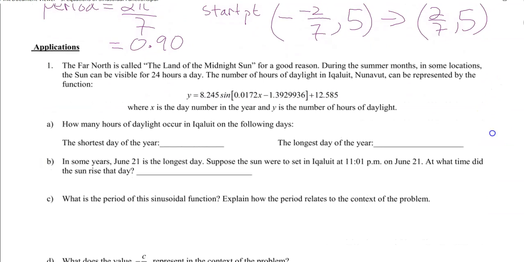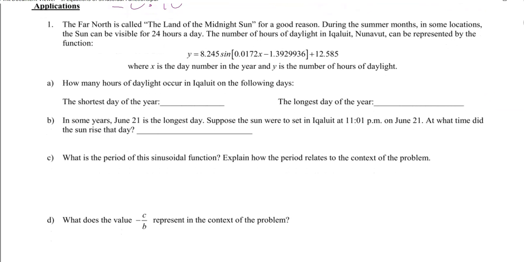All right, so how do we apply this? The far north. It's called the land of the midnight sun for good reason. During the summer months in some locations, the sun can be visible for 24 hours a day. The number of hours of daylight in Iqaluit, Nunavut, can be represented by the function y is equal to 8.245 sine of 0.0172x minus 1.3929936 plus 12.585, where x is the day number in the year.